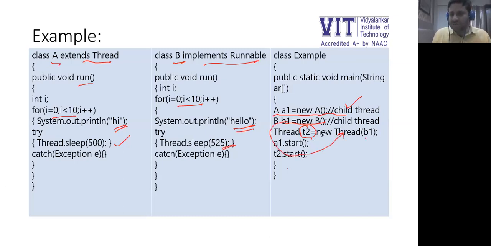And now A1.start will activate the A thread and T2.start will activate B. I cannot write B1.start because B1 is a class that implements Runnable and does not extend Thread. So this is a simple example.